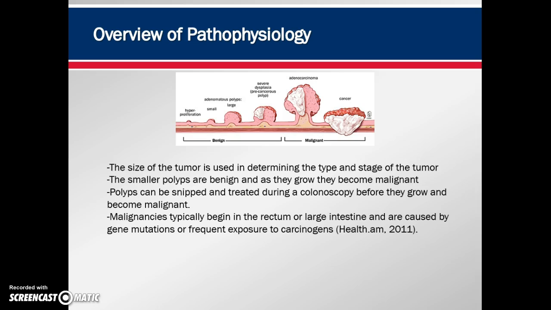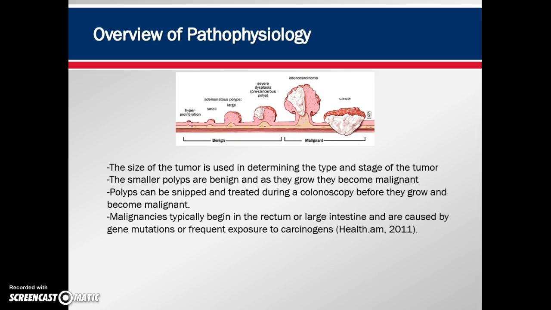As you can see from the provided picture, the size of the tumor is used to determine the stage. The smaller polyps are benign, and as they grow, the cell division changes and causes them to become more malignant. Small polyps that are seen during colonoscopy can be snipped and treated, and therefore they are taken care of before they become malignant.